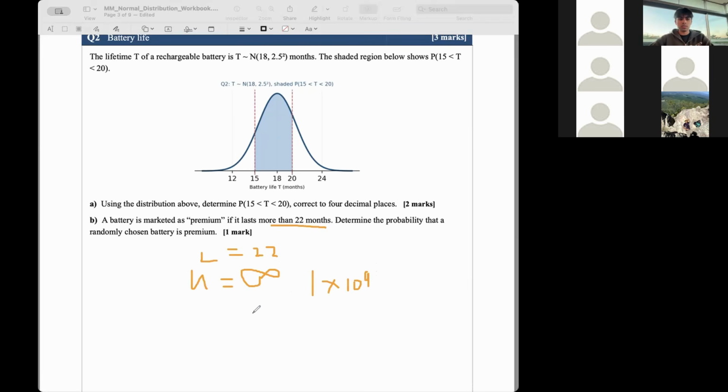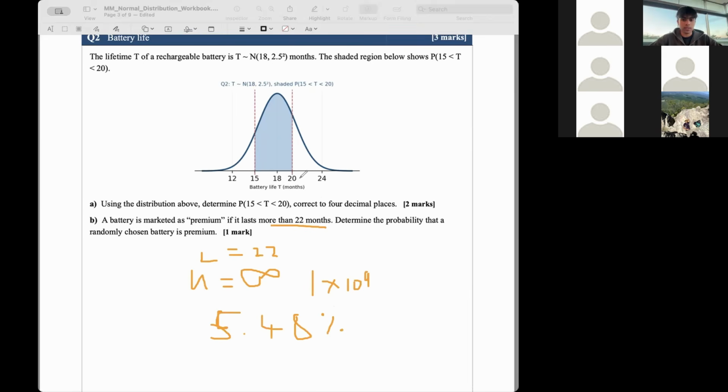And that should give you a decimal value. And if you just convert that to a percentage, that should give you your percentage probability. And it should be a relatively small number by the looks of things. Okay, and it has given us that answer, and it seems about right. So the chance of a premium battery is 5.48%.